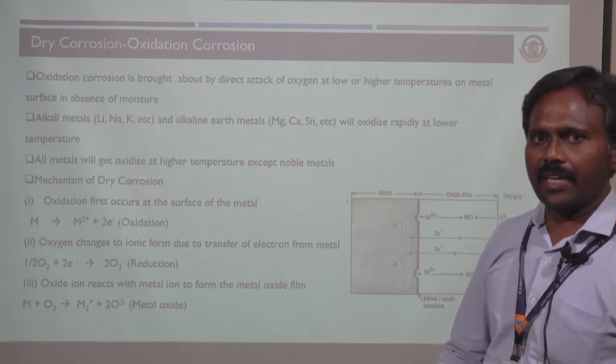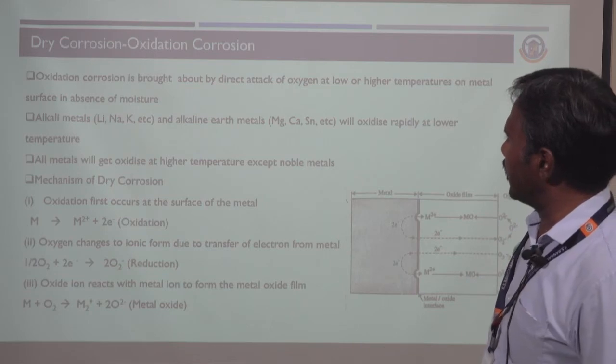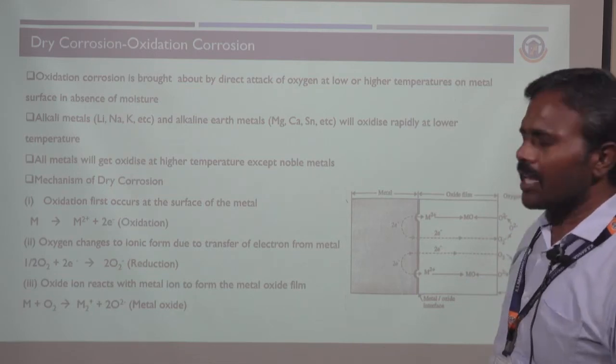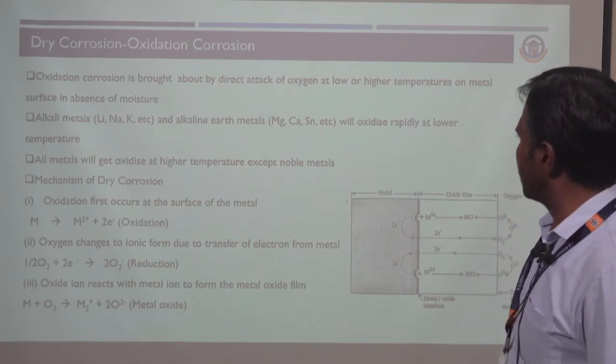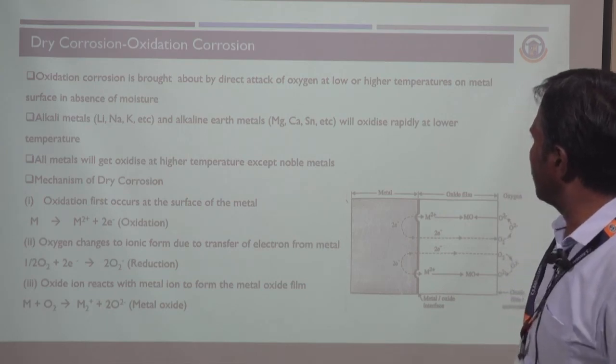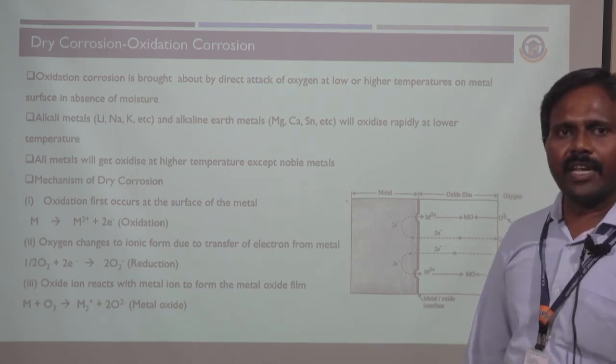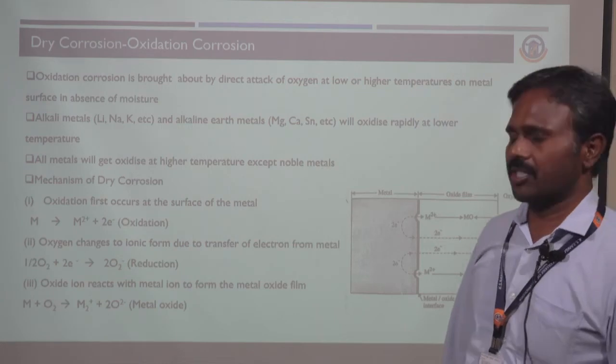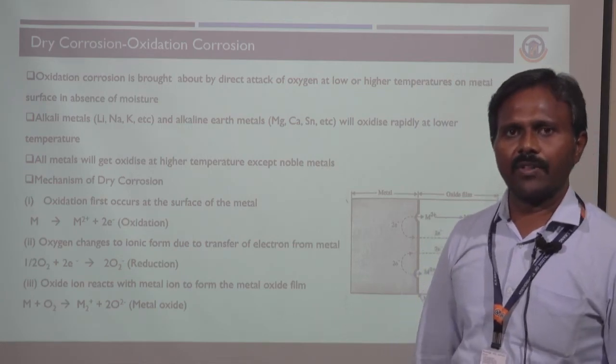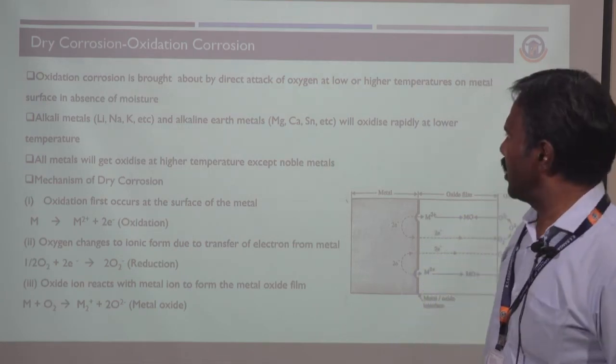Here we can say that alkali metals like lithium, sodium, potassium, and some alkaline earth metals like magnesium, calcium and tin, etc., will oxidize very rapidly even at very low temperature. Almost all metals will oxidize at higher temperature.